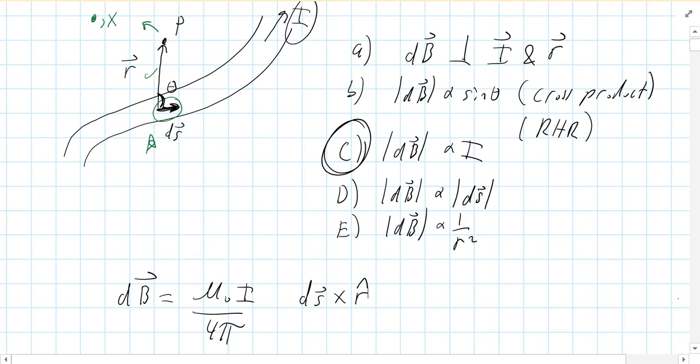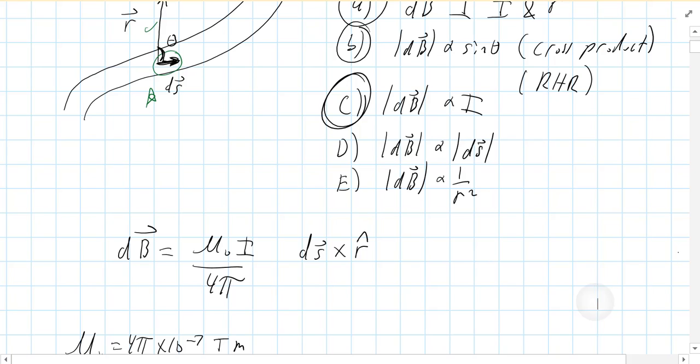So we've taken care of the direction. It's perpendicular, it's a right-hand rule. And then the sine of theta is going to be in that cross product. We've also taken care of this: ds, the magnetic field is proportional to the length of the wire. And then we divide this by r squared, and that takes care of letter E there.